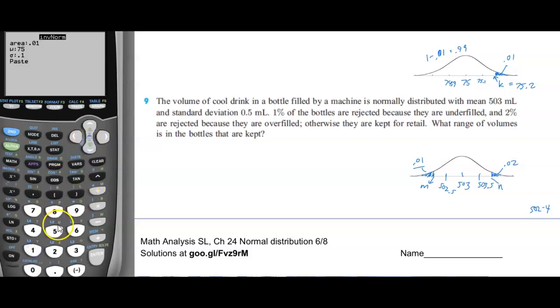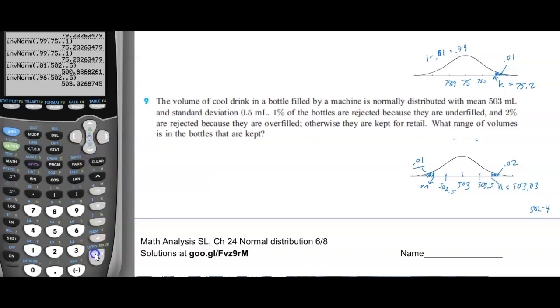We say that the mean is 503, and the area is 0.01, and the standard deviation is 0.5. So the answer is 501.8. So the M value is 501.8. Okay, so that would kind of be the edge of the white region and the dark region there.